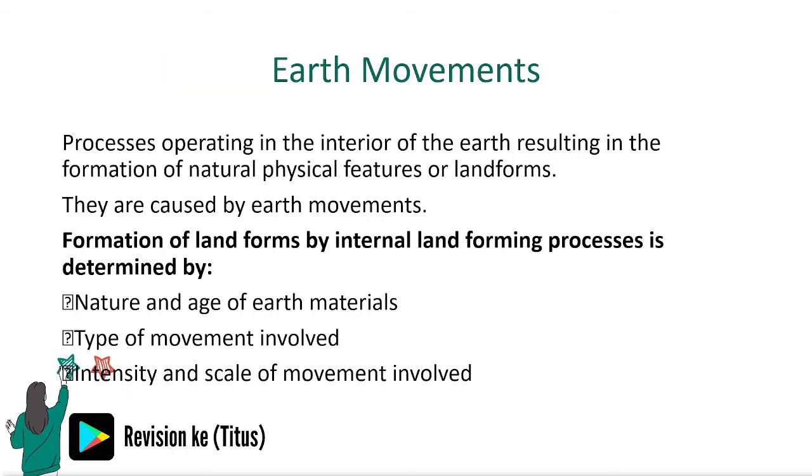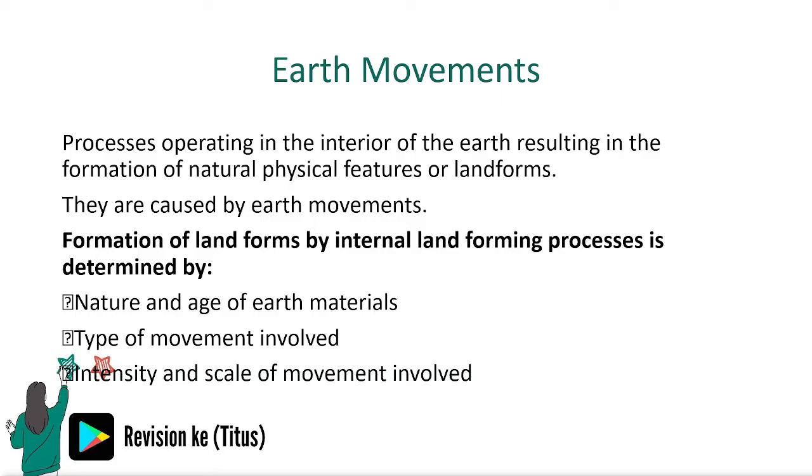So we are first going to define what earth movements is. Earth movements are processes operating in the interior of the earth, resulting in the formation of natural physical features or landforms. They are caused by earth movements. Formation of landforms by internal landforming processes is determined by the nature and age of earth materials, the type of movement involved, and the intensity and scale of the movement.